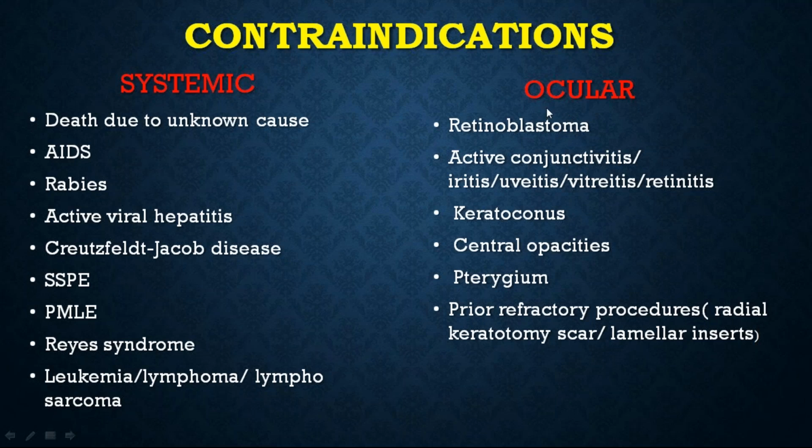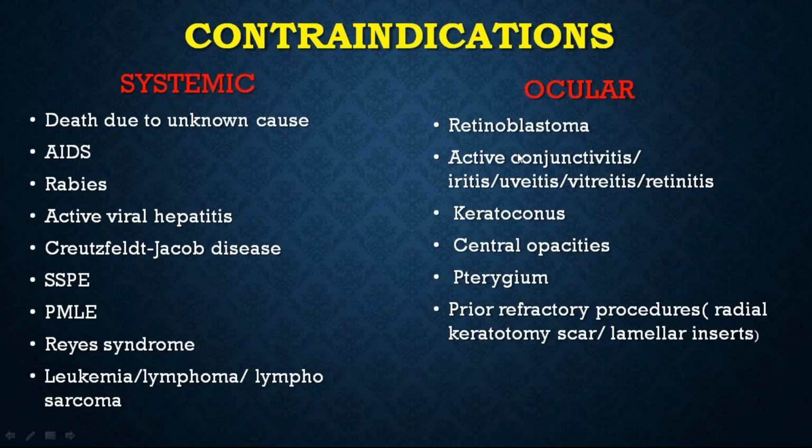Ocular contraindications include ocular diseases like retinoblastoma, active conjunctivitis. If a person has iritis, uveitis, vitritis, or retinitis, keratoconus, central corneal opacities, pterygium, prior refractive procedures like radial keratotomy, scars or lamellar inserts. If LASIK or any refractive surgeries were already performed, like radial keratotomy, or scars or lamellar inserts are there, these are all the ocular contraindications: retinoblastoma, conjunctivitis, uveitis, keratoconus, central corneal opacities, pterygium, prior refractive procedures like radial keratotomy, scars, and lamellar inserts.